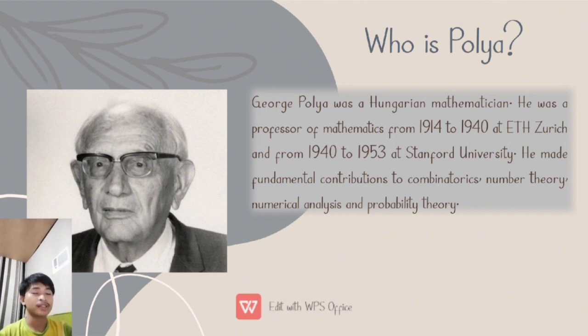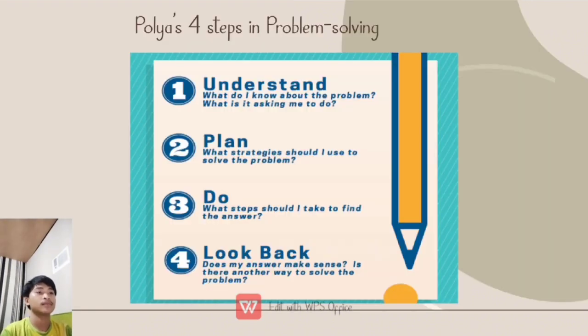Polya's 4 steps in problem solving. Number 1, Understand. So, sa number 1, kailangan mo munang intindihan yung problem. Sabi nga dito is, what do I know about the problem? What is it asking me to do? Before ka mag-proceed sa step 2 niya, which is plan. So, sabi niya dito, what strategy you should use to solve the problem.